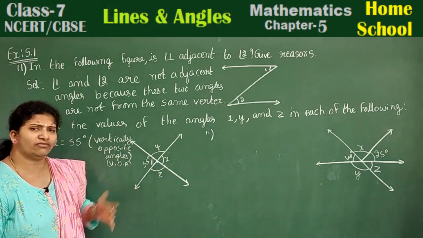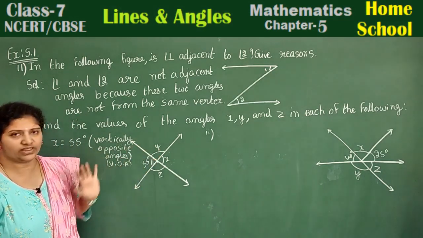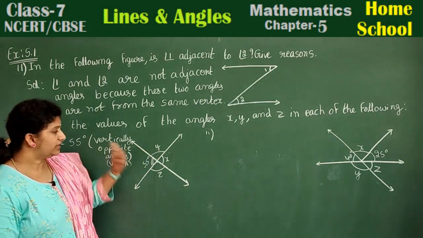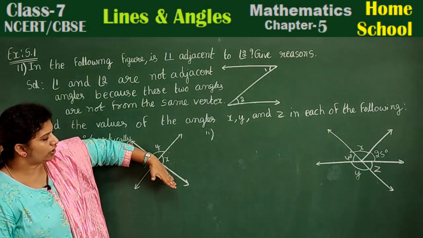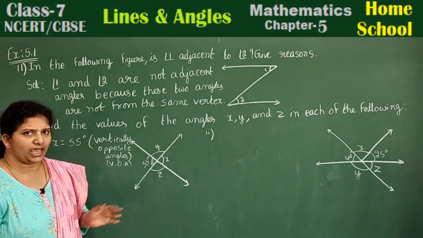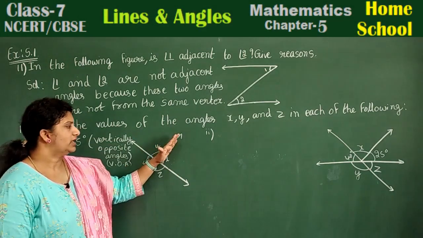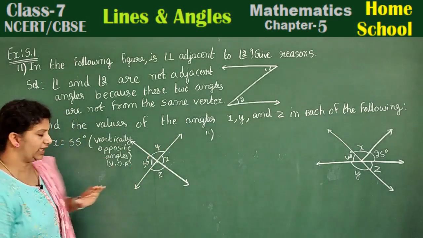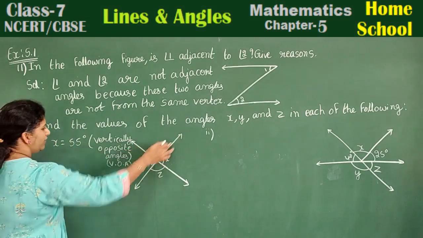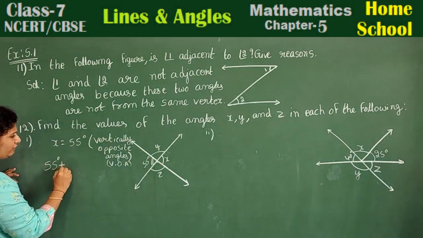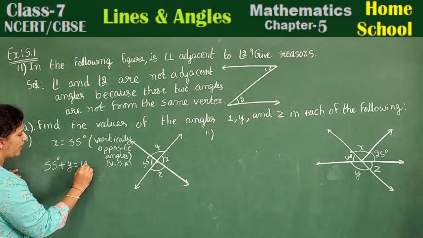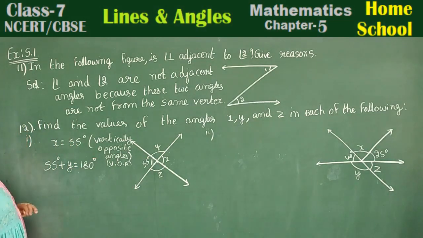But I don't know any one of the angles. So don't go with vertically opposite angles. The next step, what do I need to do? Either you may take this line or you may take this line. Any line you wish. If you take this line, we know that 55 degree plus y is equal to 180 degree.